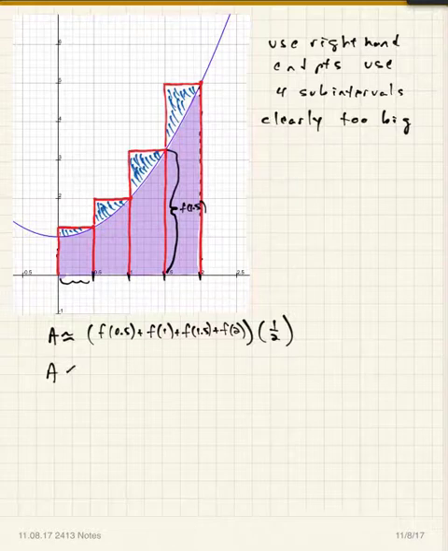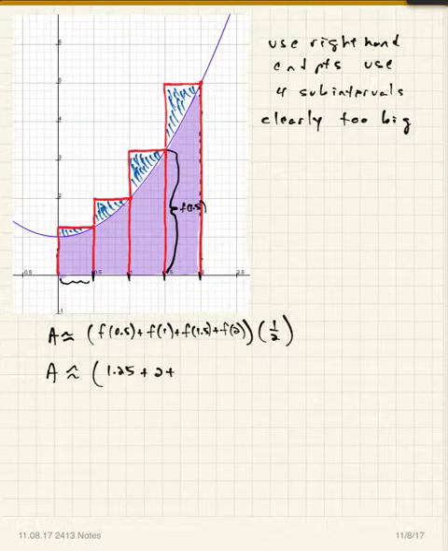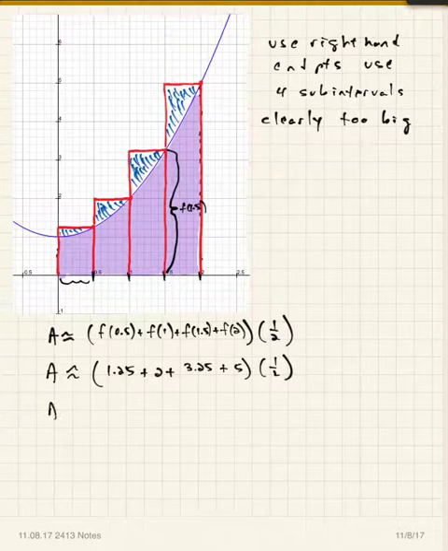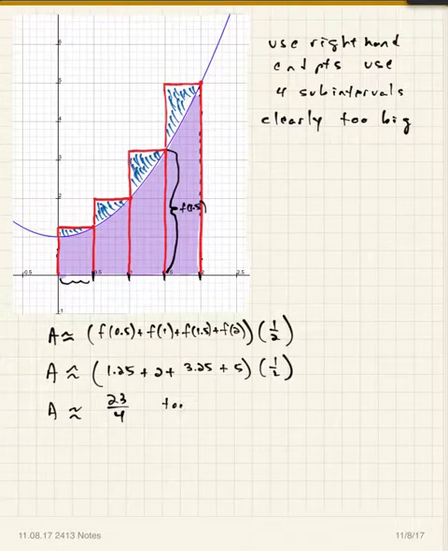So our area calculation in this case, we'd have 1.25 plus 2 plus 3.25 plus, and then finally the last one we have a height of 5, times 1/2 like that. And if we do that arithmetic, we get that our area is 23/4. So we know certainly from the picture this is going to be too big.